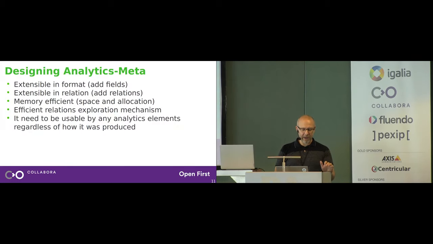So the analytics meta. So what do we need? We need an extensible format. There are new models and new techniques created everywhere. There's no way we're going to think about all the fields that we could need for the metadata. So we need an extensible way to do it, and we also need an extendable way to define the relation between them. Again, doing the analytics is not the task of one element; it's multiple elements, and we need to be able to correlate them together and record the relation between this metadata.